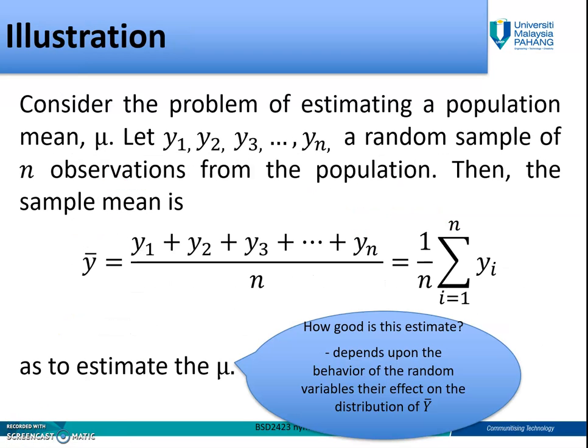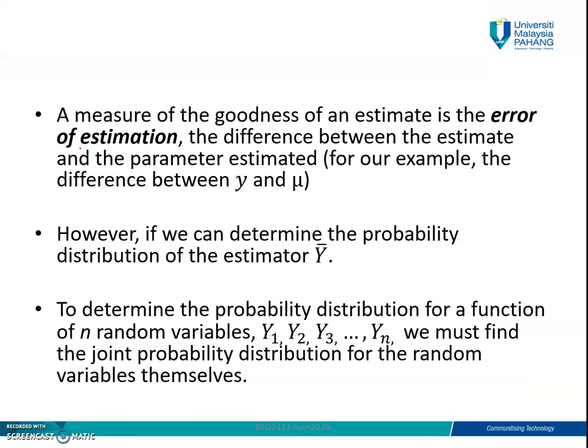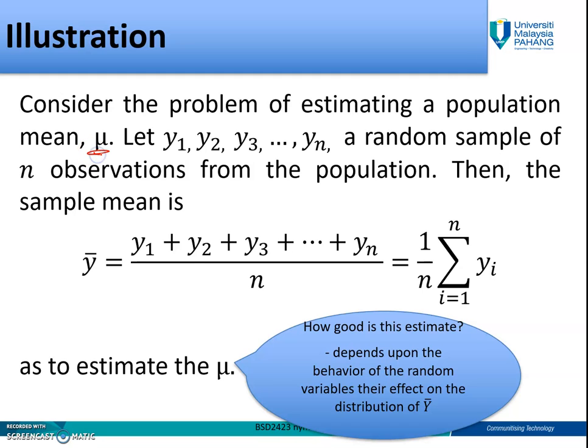So this is the illustration for this chapter. Consider the problem of estimating a population mean. The population mean is mu. Let y1, y2, y3 until yn be a random sample of n observations from the population.